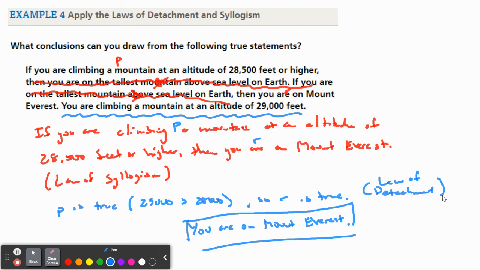So that is an example of using both in one example. And again, you could have done it the other way. You could have used the law of detachment first and then the law of syllogism second. I followed the order of the problem.